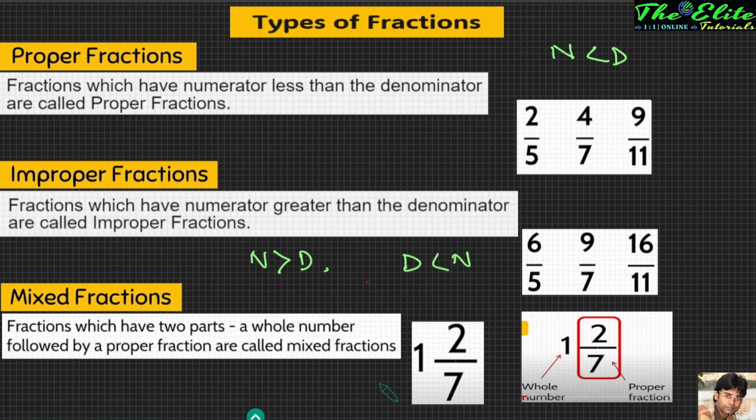And what is a mixed fraction? It is a whole number followed by a proper fraction. It's called mixed fraction. The word is mixed, so it will be a mixture of two things. One is the whole number part. You can see here one is the whole number part, and 2 by 7 is a fraction. And what kind of fraction is it? You can see 2 is the numerator, which is less than the denominator 7. So it is a proper fraction. So you can see here in the definition it is written the whole number followed by a proper fraction. So a mixture of this is known as a mixed fraction.